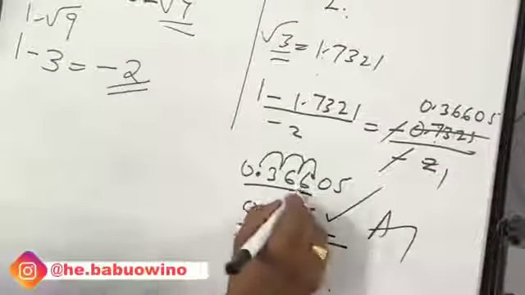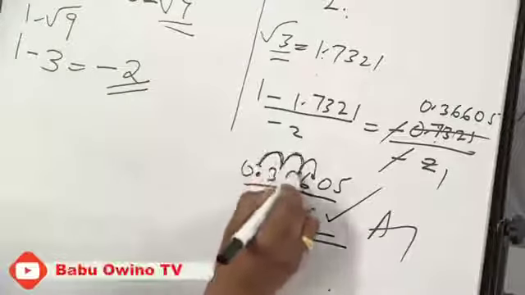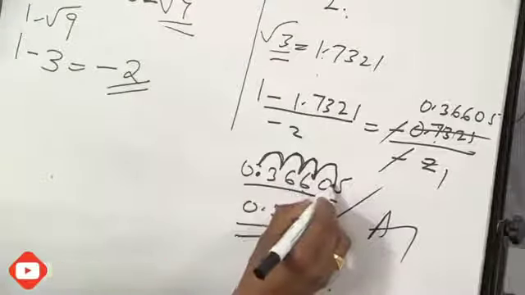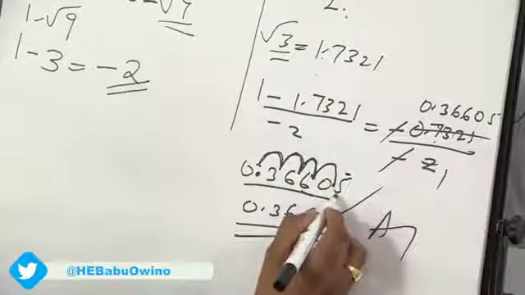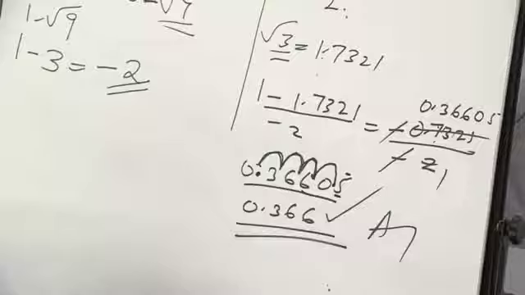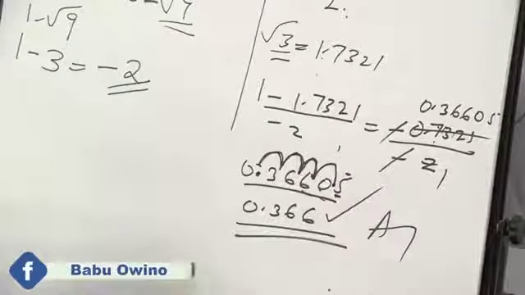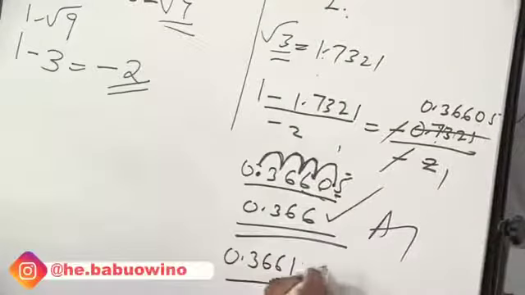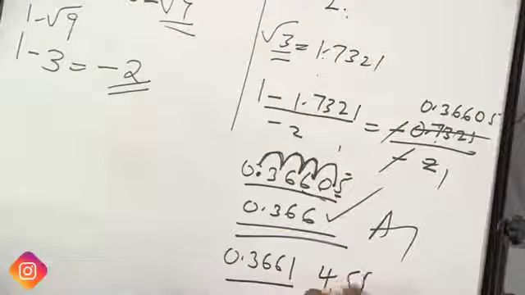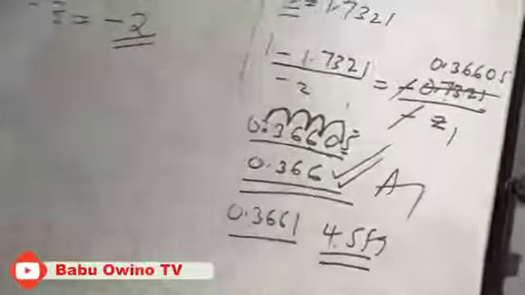Suppose they wanted this answer to 4 significant figures. Then you move 1, 2, 3, 4. When 4 is there, you look at the next number. When the next number is 5 or more than 5, then it adds a value to the last digit. The value that it adds is only 1. So the answer becomes 0.3661. This is to 4 significant figures. This is to 3 significant figures.